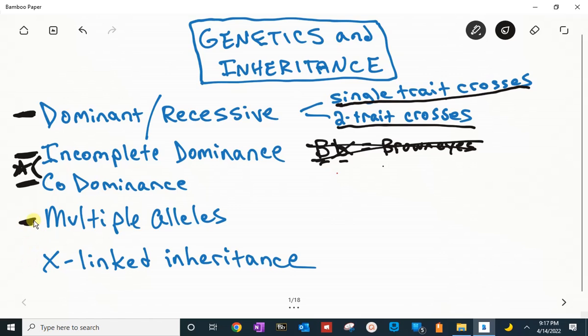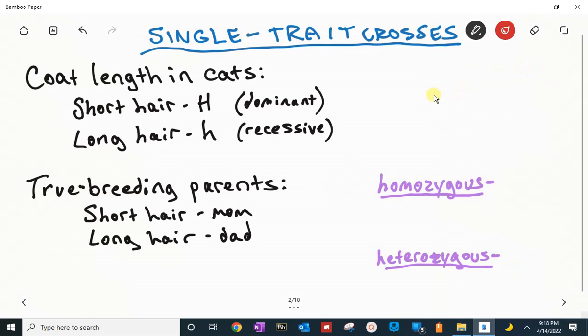Multiple alleles, which means it takes more than one allele on the chromosome to form some sort of phenotype. And then there is the X-linked inheritance, where the gene and the trait is passed on only through the X chromosome and not through the Y chromosome. So let's go ahead and cover these different mechanisms of inheritance. So let's start with single trait crosses.